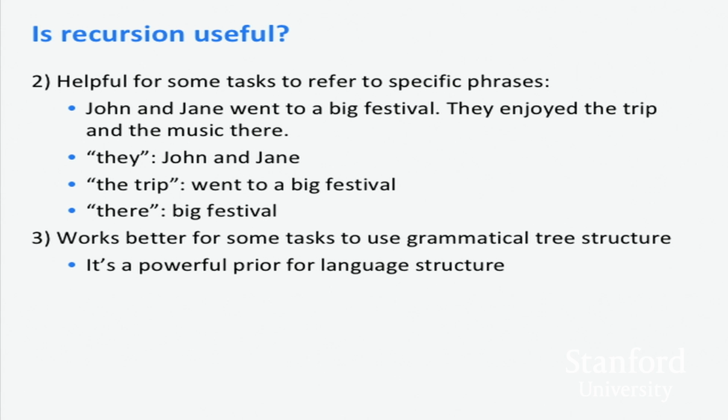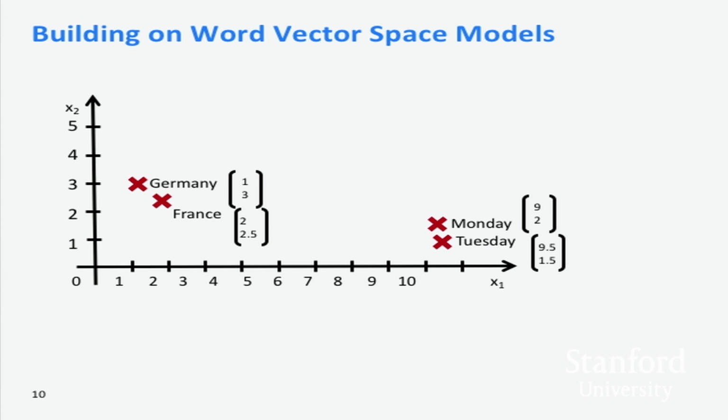Okay, and finally, having these grammatical analyses of sentences is clearly better for some tasks. It's capturing a very powerful prior of what human language structure is like, and is then useful for understanding and interpreting human languages. So, at the start of the course, we just had word vectors, for things like Germany, France, Monday and Tuesday, and we were able to capture word semantic similarity in terms of our word vectors.